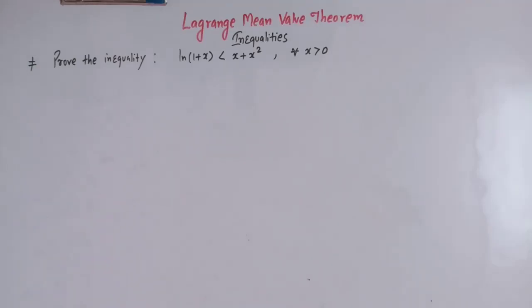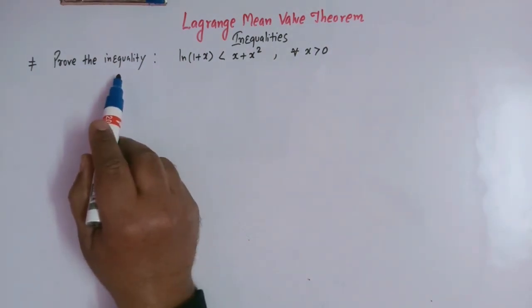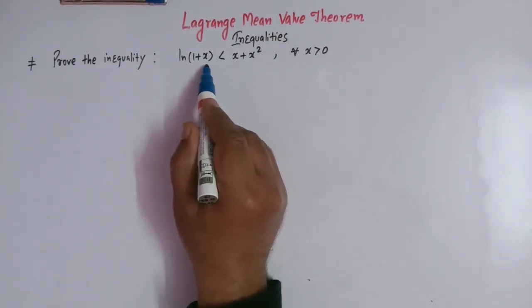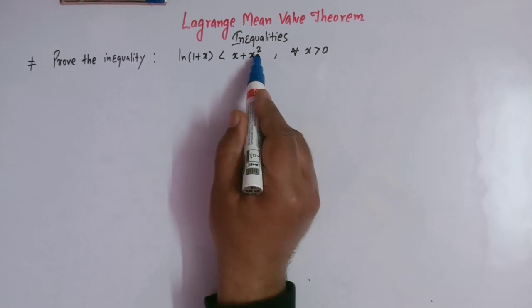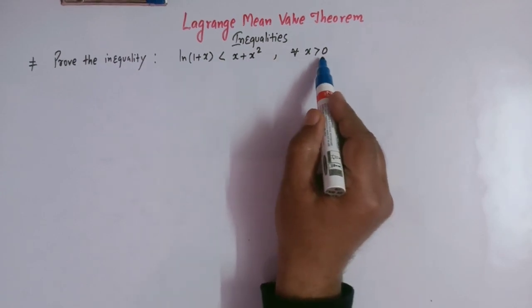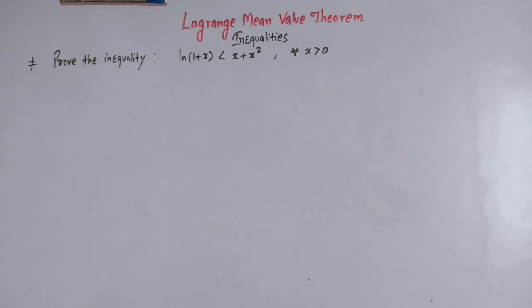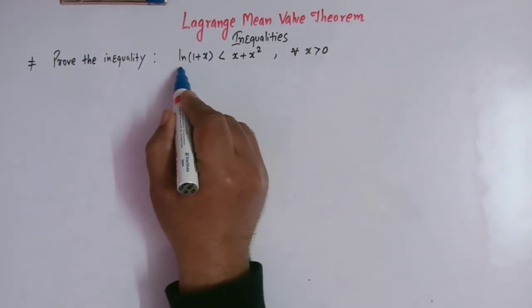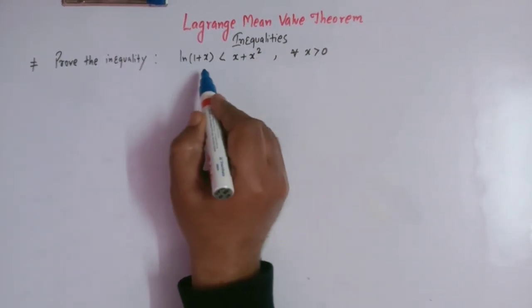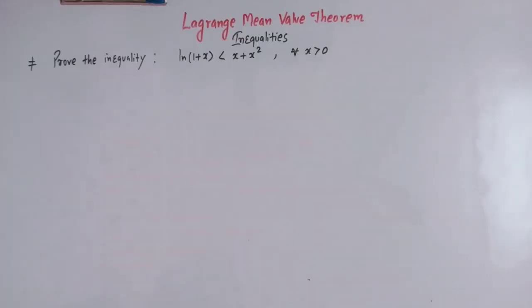Hello viewers, in today's class we are going to discuss an important inequality which will be proved using Lagrange's mean value theorem, right? So let us start. Now here we have to prove that log of 1 plus x is less than x plus x square for all x greater than 0, right?